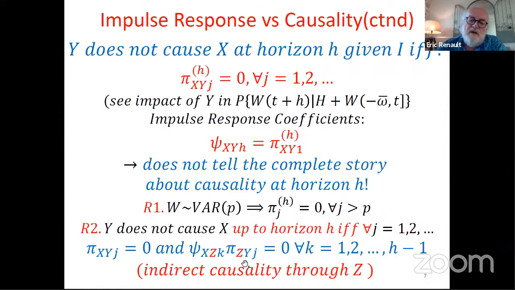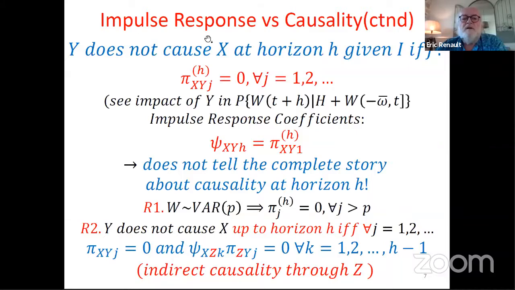So basically, what is the idea? If y is a cause for z, and z has itself, through the impulse response coefficient, an impact on x, you will create what we call an indirect causality from y to x, which goes through z. And you have to look at all these products.